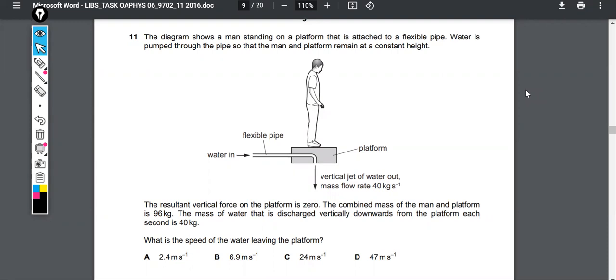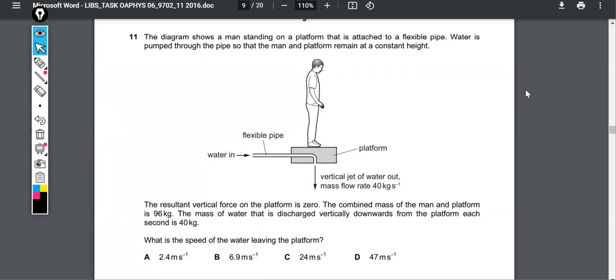It says the resultant vertical force on the platform is 0. That's really critical, right? So this is like Newton's second law. The sum of the forces is 0. The acceleration is 0, right? The sum of the forces is 0, so the downs have got to equal the ups here.